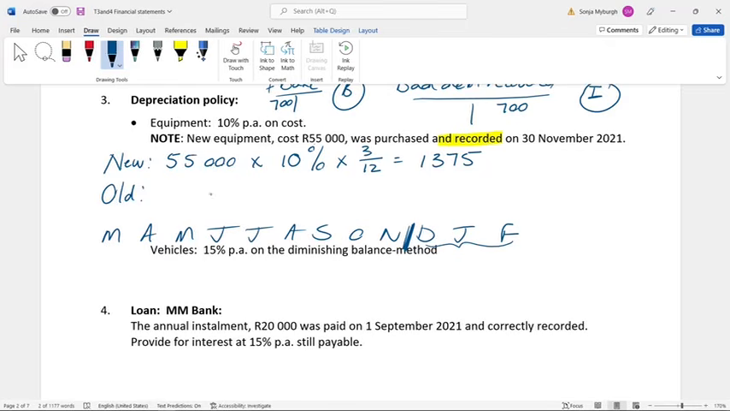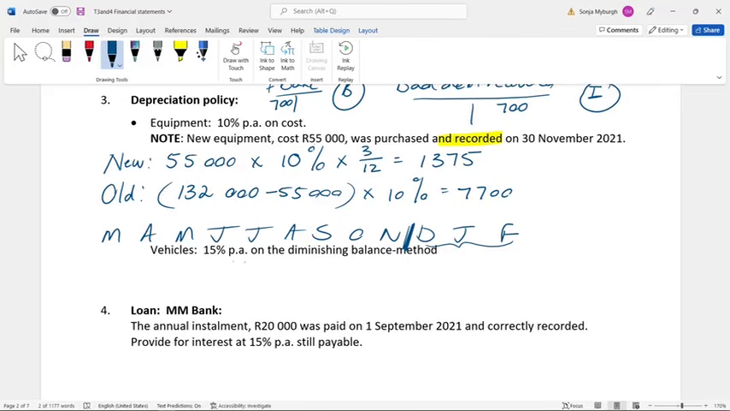Now the equipment figure that they gave us, 132,000, that was at the end of the year. We had equipment for 132,000. But that was after we bought the 55. So we must subtract that 55 in order to get the equipment that we had for the whole year and calculate 10% of that, which will give you 7,700.